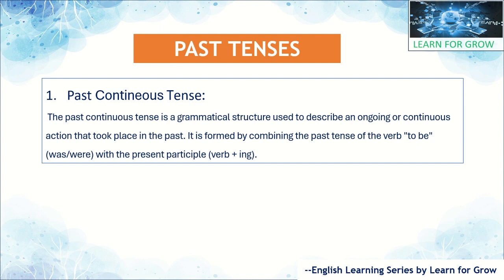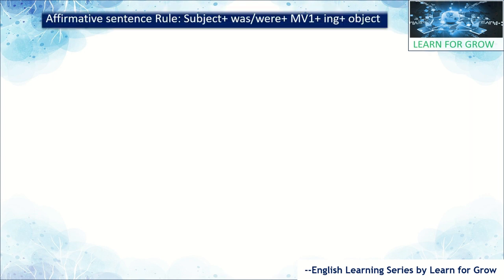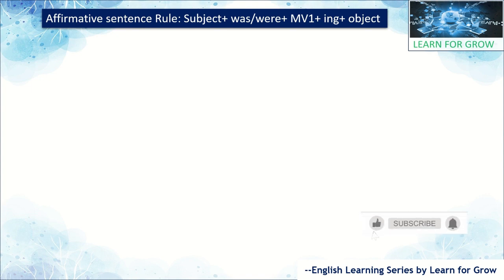That is the past continuous tense, and we are using the helping verb was, were, and at the main verb we will place an ing at the end of the verb. From understanding the structure of the sentence, we will know about that. Let's have the first one, the affirmative sentence rule. See guys, here: subject plus was, were, helping verb, right, plus main verb form 1 plus ing, plus object. This is the simple structure of an affirmative sentence of the past continuous tense.